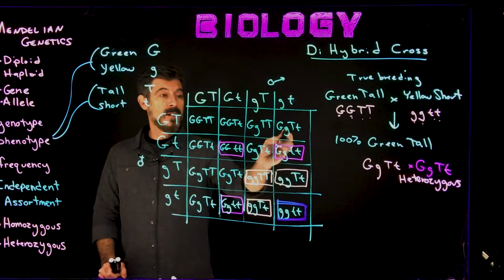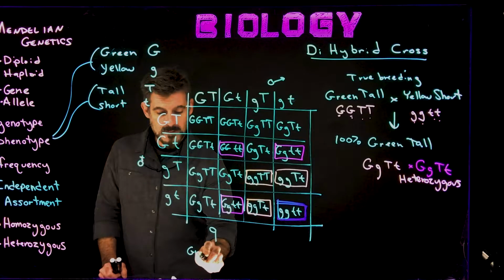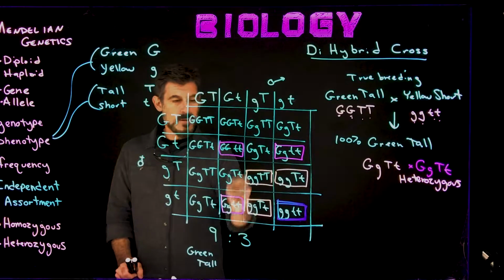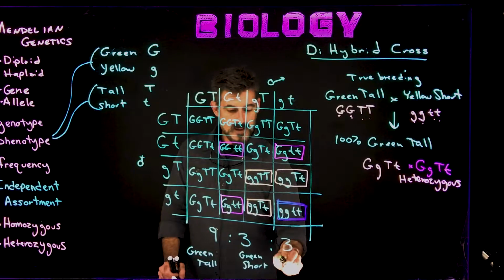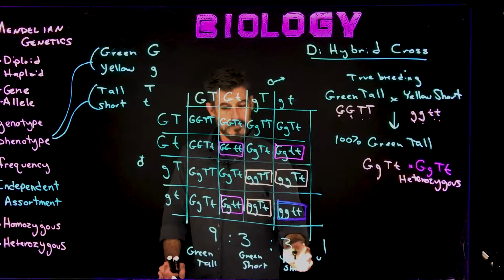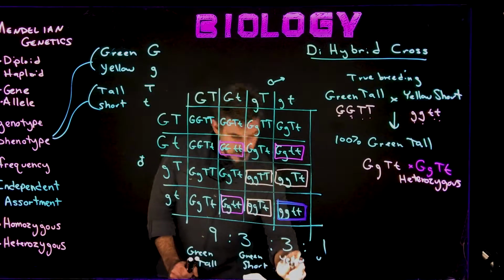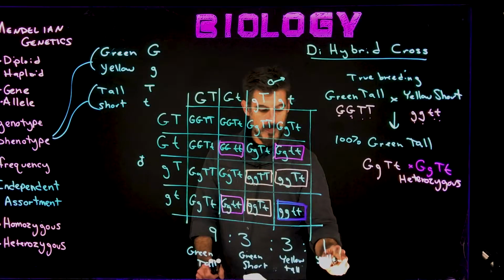So if we were to count these up, we're going to have 4, 5, 6, 7, 8, 9 who are green, tall. We're going to have 3, 1, 2, 3, using the pink here, that are green, short. We have 3 more here that are going to be yellow, tall. These 3 are yellow, and then the T is the dominant, that's tall. And then the last one, we just have one who is yellow, short.